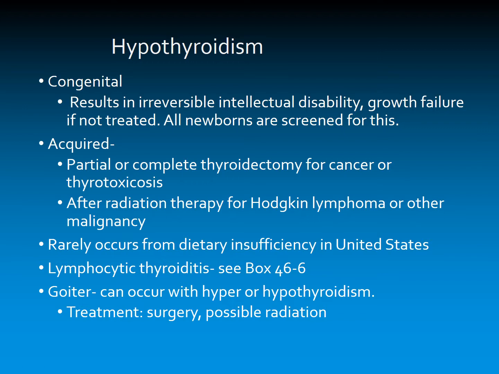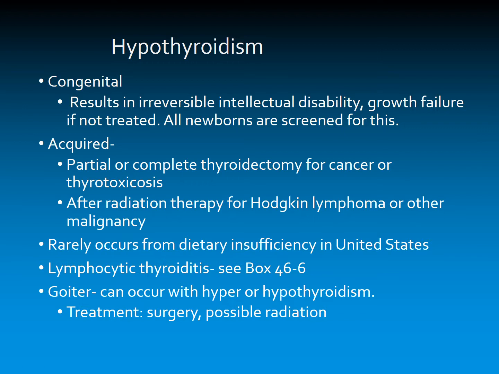Now, something called lymphocytic thyroiditis. I told you to see box 46-6. That's what your typical Hashimoto's disease causes, an enlarged thyroid. Peak incidence is around adolescence. Symptoms? Check your box.